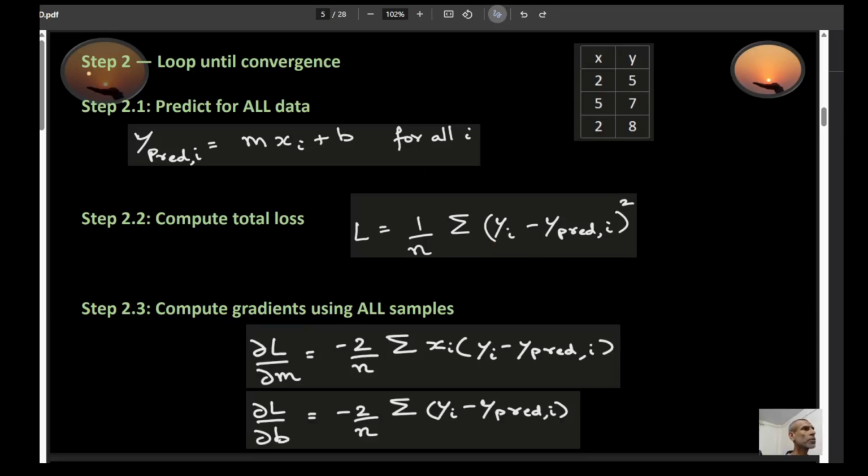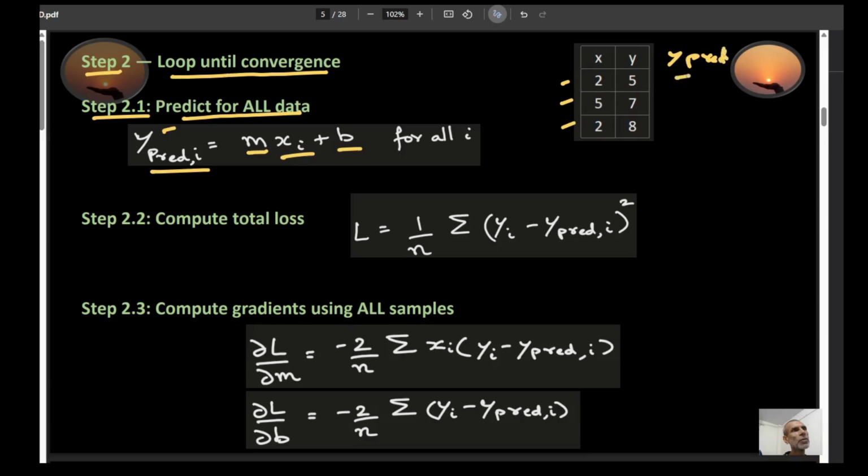And then step 2. Now we are going to go in a loop until we converge. So step 2.1 would be the first part. You predict for all data the value of y. We know our m, we just initialized that. We already know our b, we initialized that. And we know our xi, that would be x1, x2, x3. So for each one of them, we find a predicted value of y. Let's say your y predicted, it comes out to be, let's say, 7 over here. Let's say this is 9, and let's say this is 11. These are my y predicted.